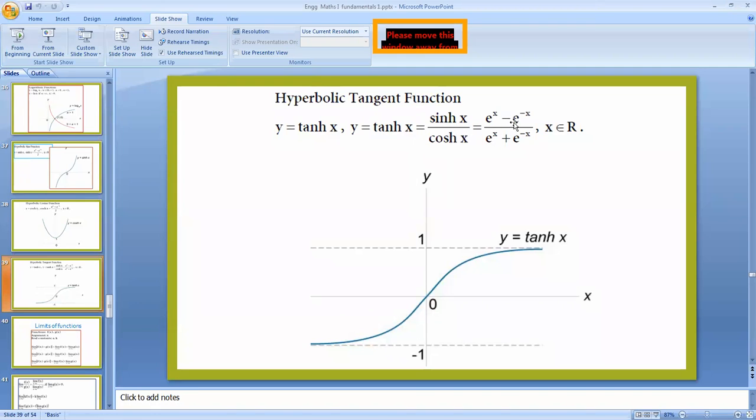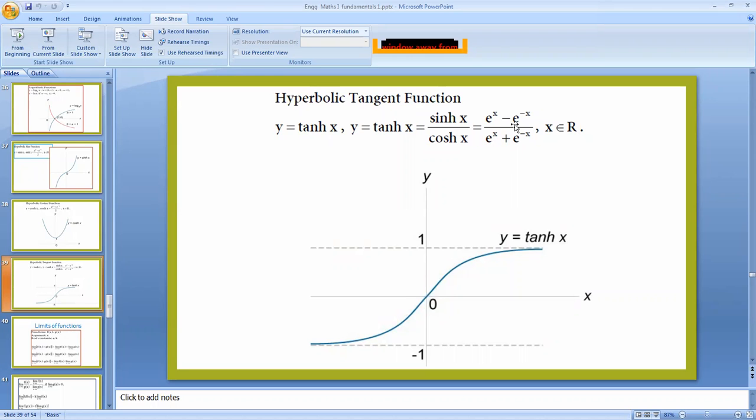e raised to x minus e raised to minus x upon 2, upon cos hyperbolic x, which is e raised to x plus e raised to minus x upon 2. Okay. So here 2 will cancel. Okay. And for all x belongs to R, means x will take values from minus infinity to plus infinity. Is it clear? Okay, see here. Now, for this graph, what is the central value?